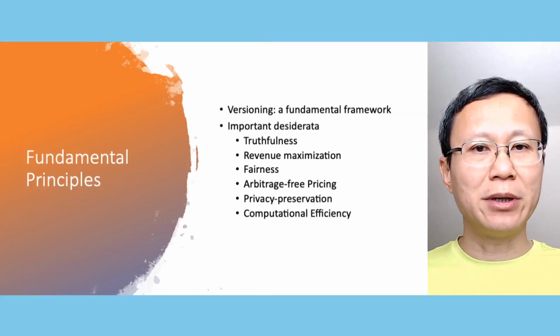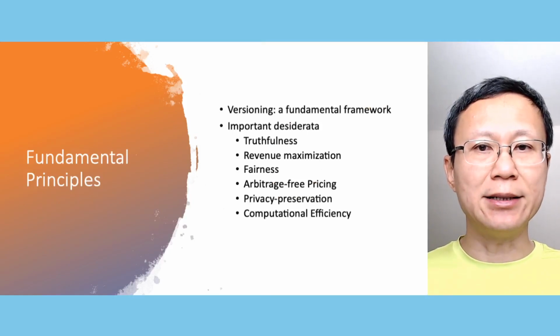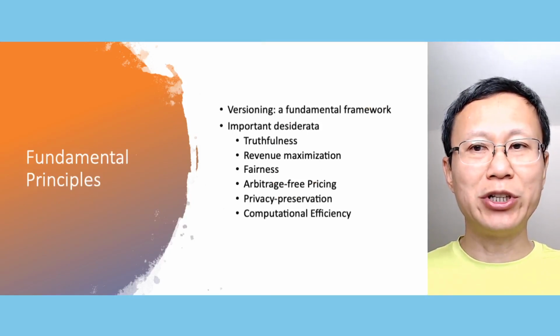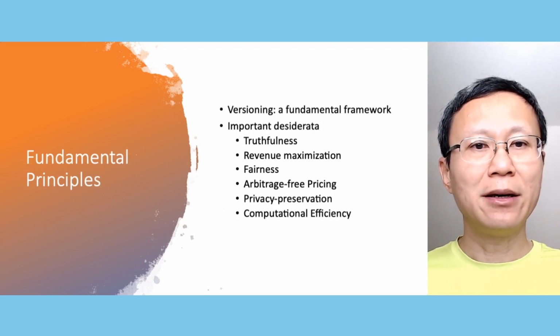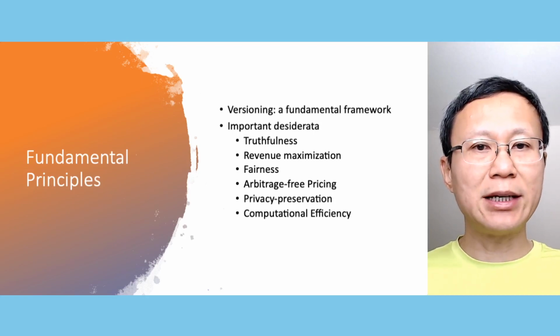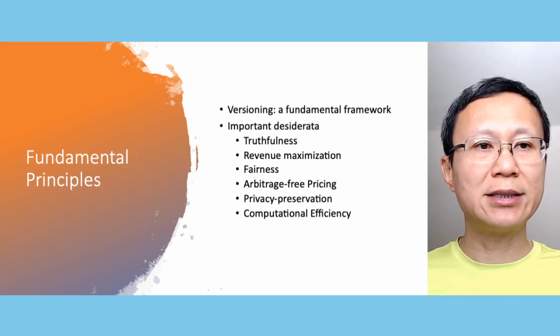In this section, we first review the idea of versioning, which is a fundamental framework of designing information goods and pricing them. Then, we'll review several important properties in cost models of digital and data products, including truthfulness, revenue maximization, fairness, arbitrage-free pricing, privacy preservation, and computational efficiency.